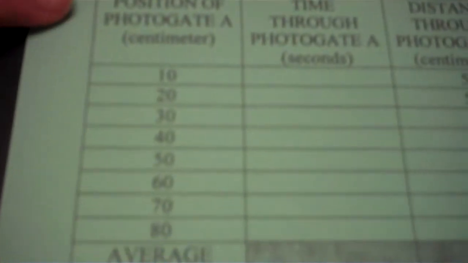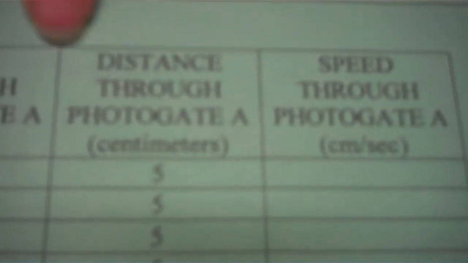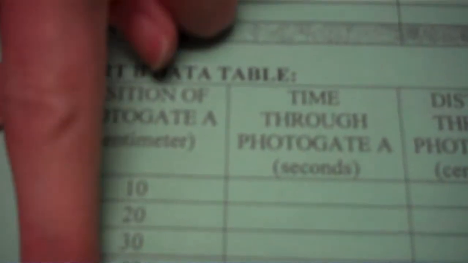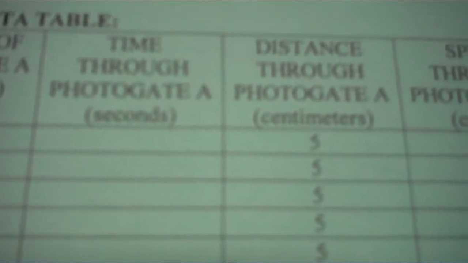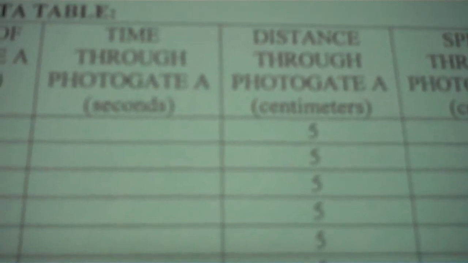Now what you have to do is go to the last column and calculate speed. Speed is distance divided by time. You are not using these position numbers to calculate speed. You're just using the data here. Make sure you do distance divided by time, not time divided by distance. And then record all your answers here. And again, in the very last box, find the average speed.